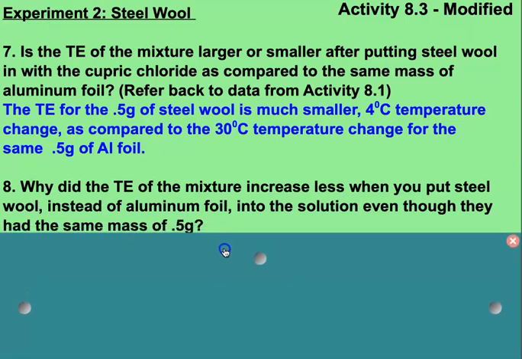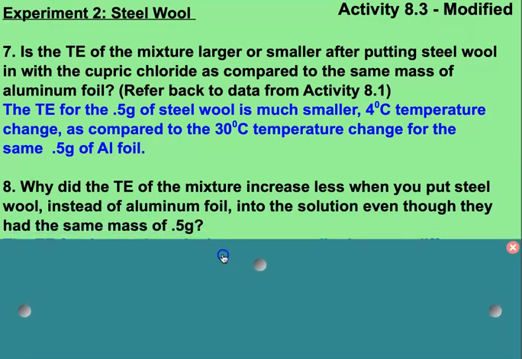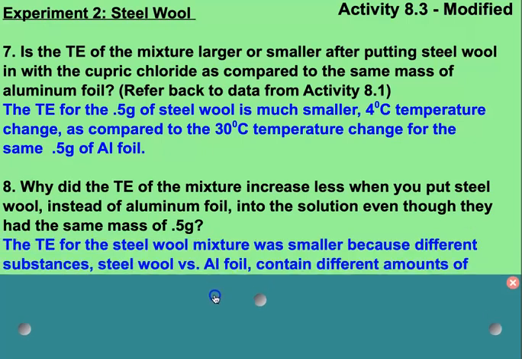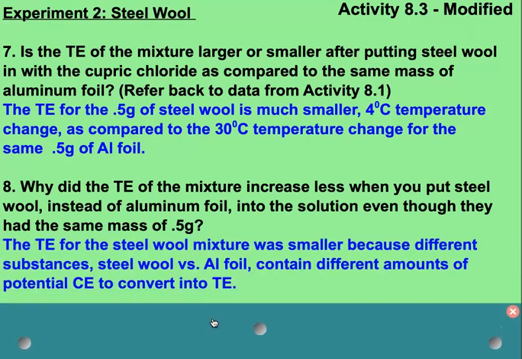So why did the thermal energy of the mixture increase less when you put the steel wool instead of the aluminum foil into the solution, even though they both had the same mass? Well, the thermal energy for the steel wool mixture was smaller because different substances, like steel wool versus aluminum foil, contain different amounts of potential chemical energy to be converted into thermal energy.